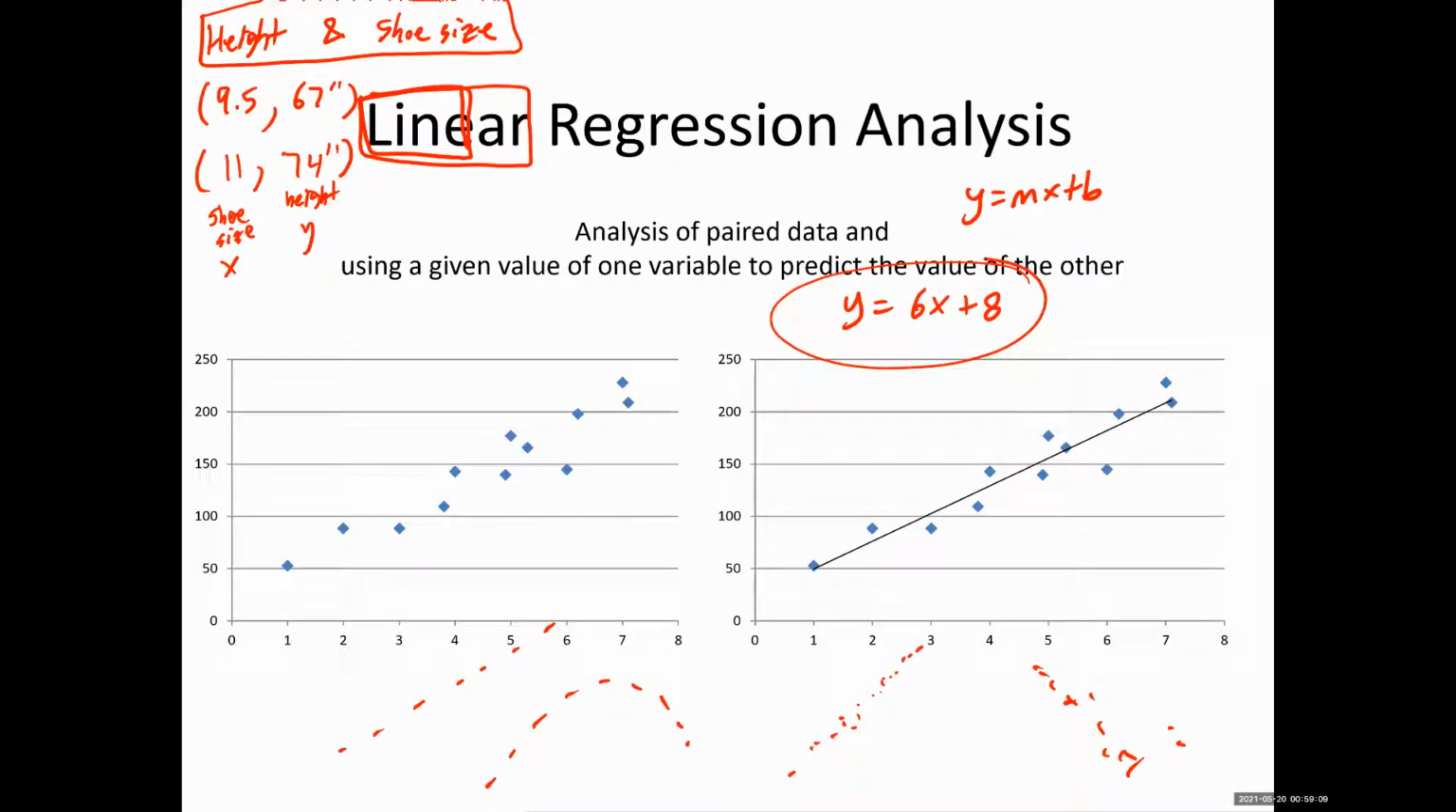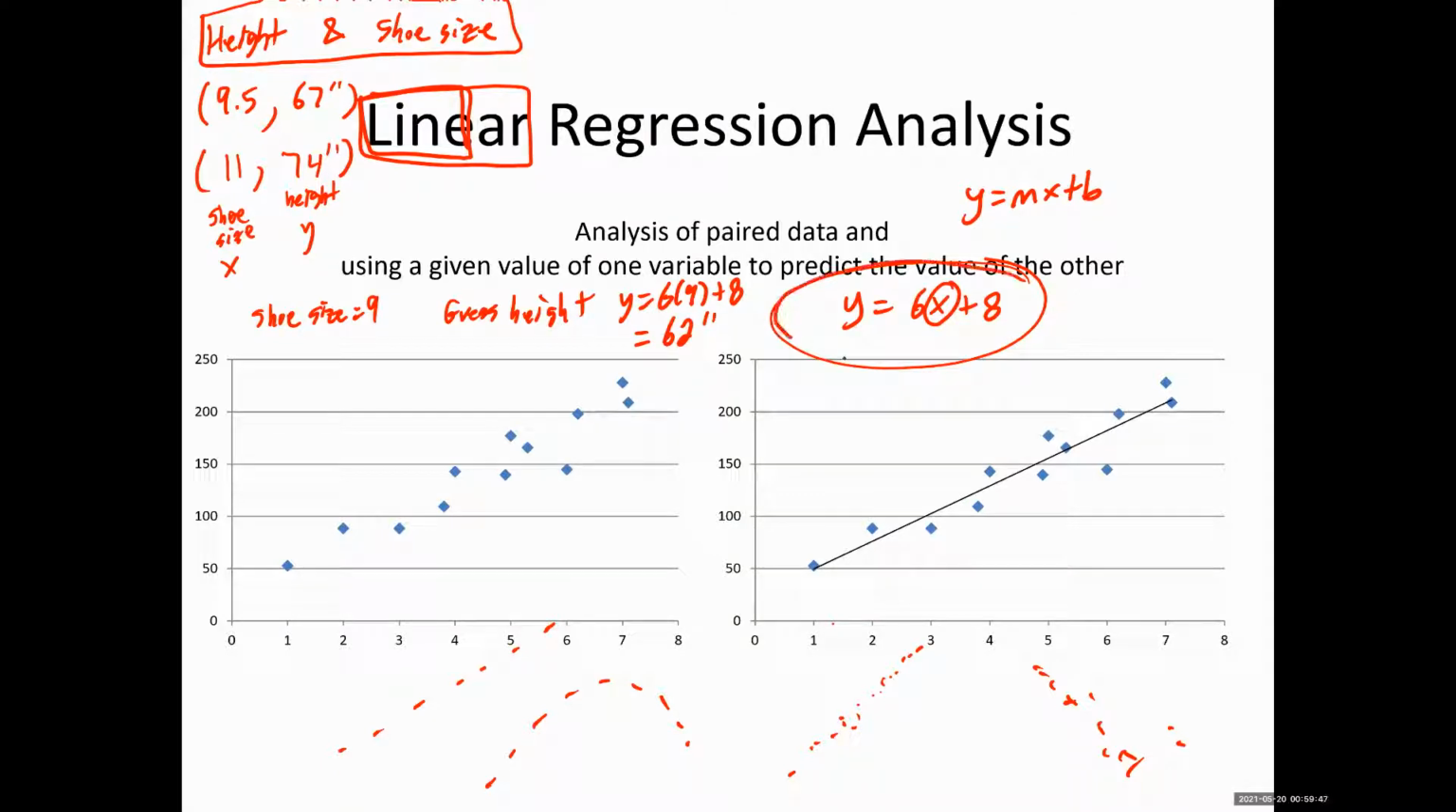Then you can make a prediction. You can say, okay, somebody walks in the room and their shoe size is 9. Guess the height. Well, if you're telling me the shoe size, you're telling me x. You just plug in 9 for that x, and you guess the height. So it'd be 6 times 9 plus 8: 6 times 9 is 54, plus 8 is 62, and you get 62 inches, which is 5'2". So that would be our guess.